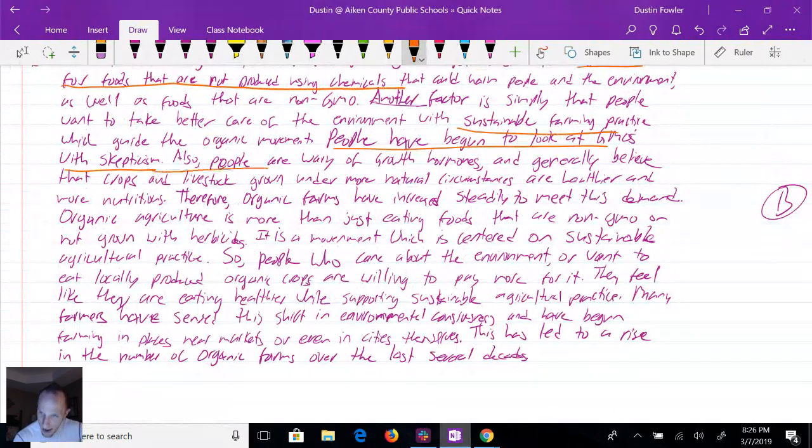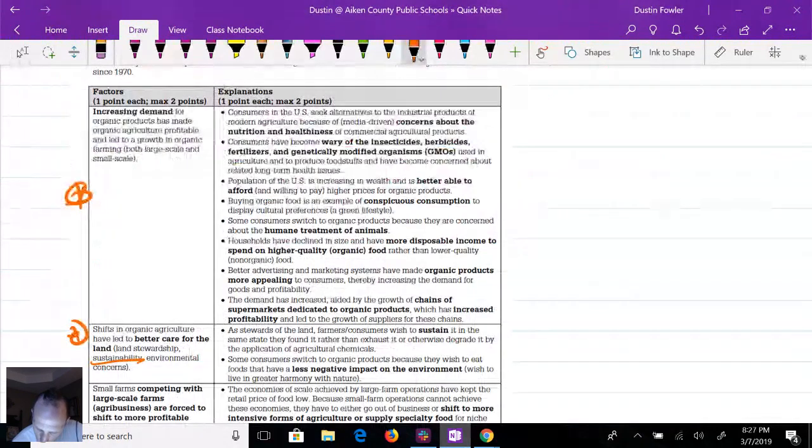So increasing demand, right? That was my factor. Consumers in the U.S. seek alternatives to industrial products of modern agriculture because of media-driven concerns about nutrition and healthfulness. Honestly, I feel like that's it right there. Let's look and see what else I could have said. Variable to afford, conspicuous consumption. Yeah, this here is my explanation.